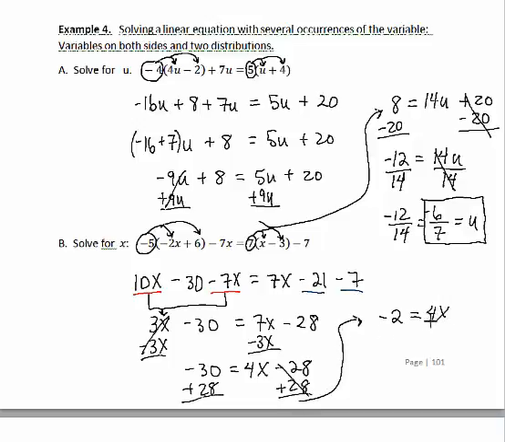X is being multiplied by 4, so I divide both sides by 4. The 4's cancel, leaving only an x on the right, and a negative 2 divided by 4 is a negative 1/2.